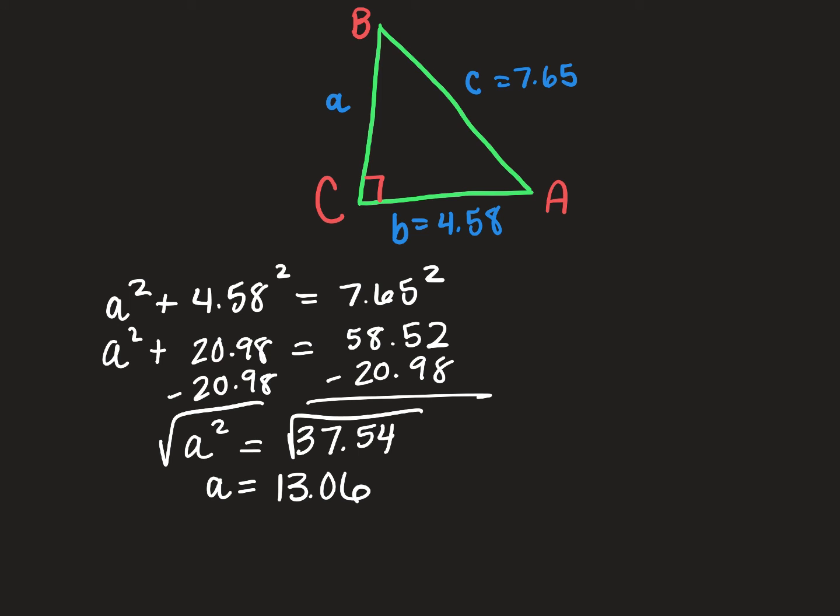I got 6 point... I'm just kidding. No, I got 6.13. That's what I got. Okay, 6.123. It depends on how many decimal places you left. That makes sense because 6 times 6 is 36, so it'll be a little bit bigger than 6 to get 37 something. All right, let's see what it is.